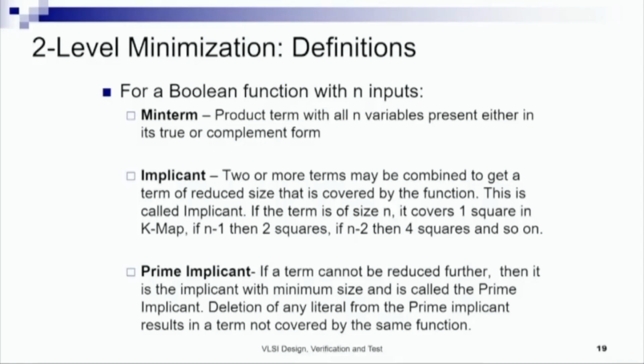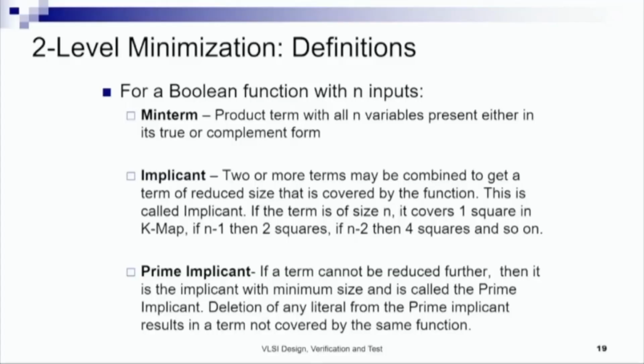If the term is of size n, it covers one square in the Karnaugh map. If it is a minterm, it will cover only one term in the Karnaugh map. If the term is of size n minus 1, it will cover 2 squares in the Karnaugh map. If the term is of size n minus 2, it will cover 4 squares in the Karnaugh map, and so on.